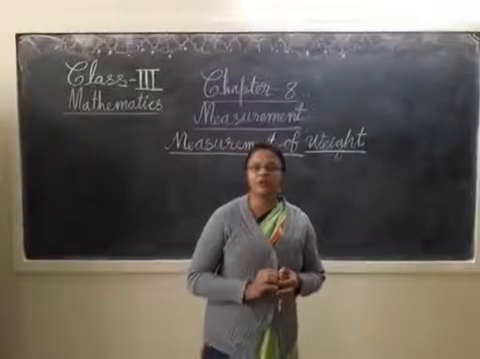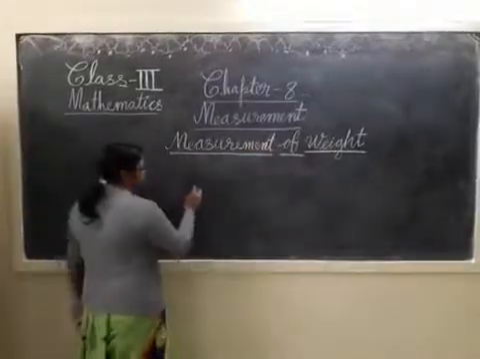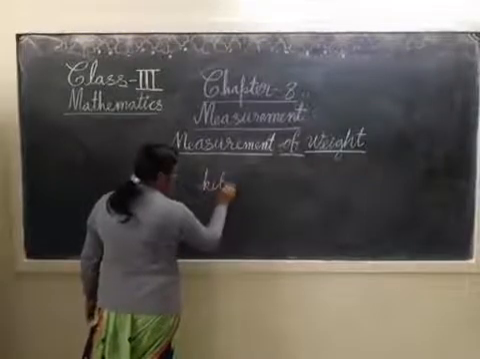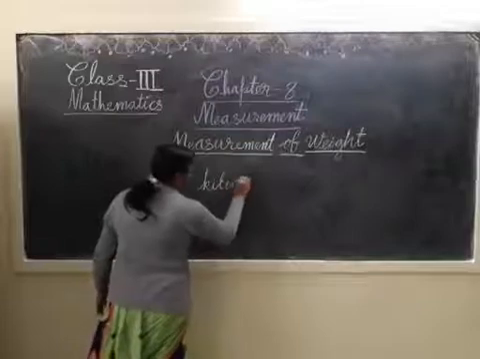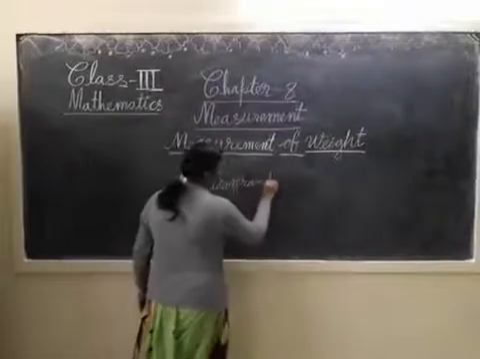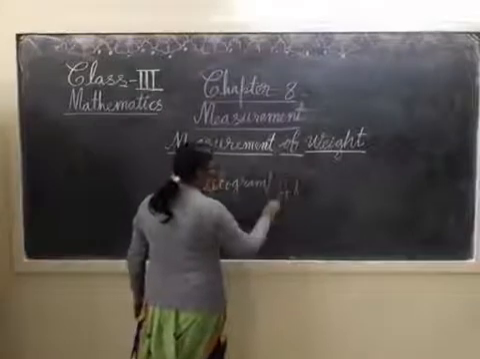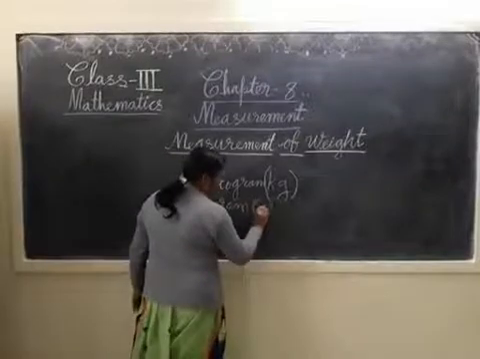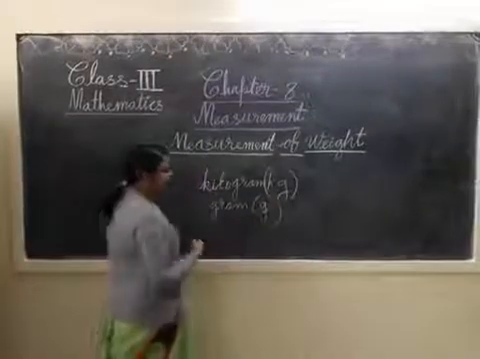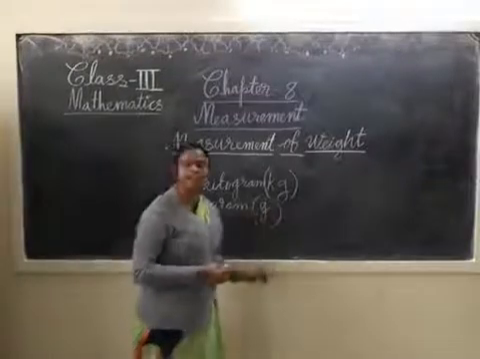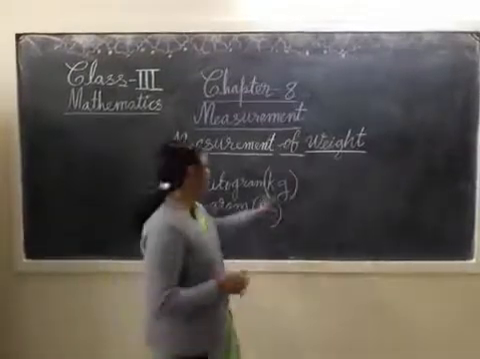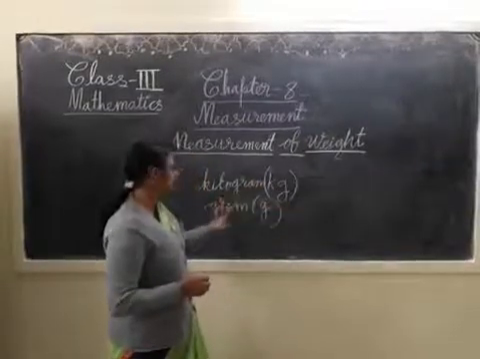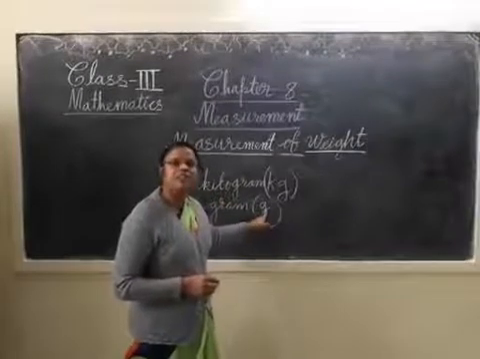The standard unit of weight is called a kilogram, and there are two: kilogram and gram. In short we can say kg and gram. These are the standard units of weight. We use kg and gram to weigh things. Otherwise, in short, we can call it kg, or kilogram, and gram we mention as g.